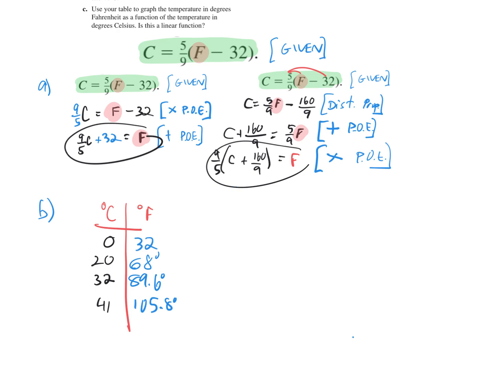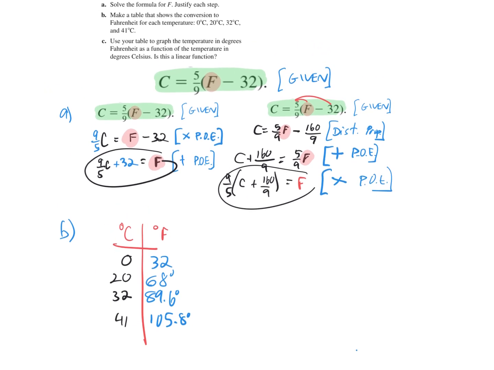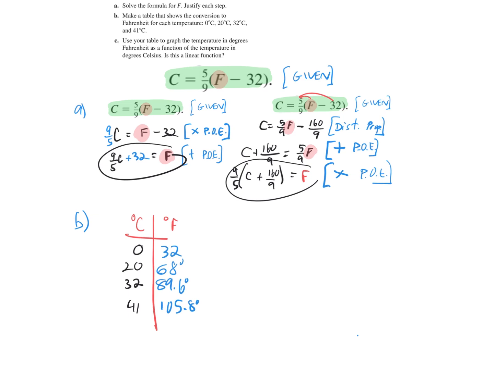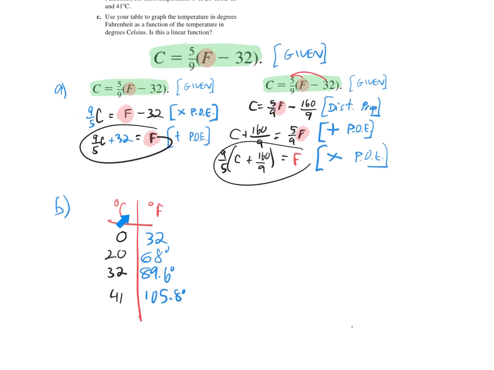Alright, part C. Let's see. Use your table to graph the temperatures. Well, we can treat this like an x-axis and a y-axis. Here we go. On this Celsius axis, we go from 0 up to like 40, so we can just say 10 degrees, 20, 30, 40.